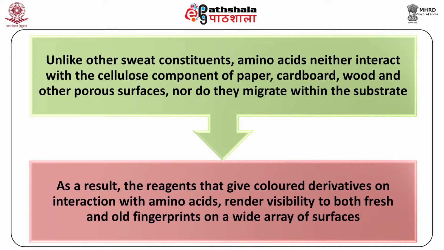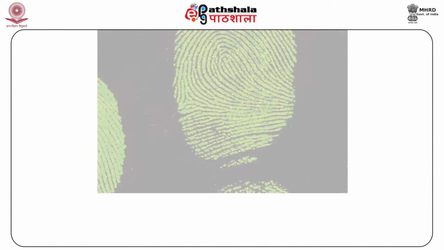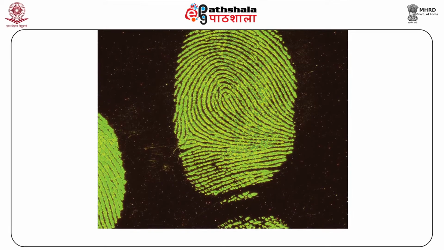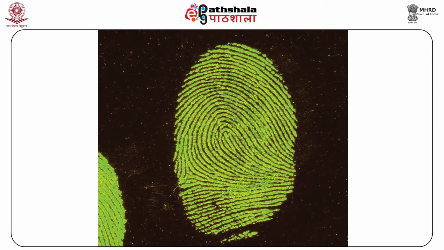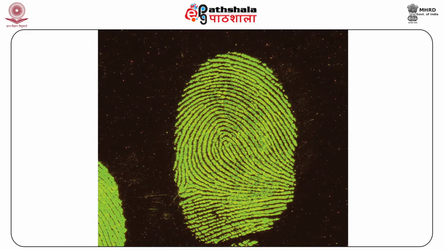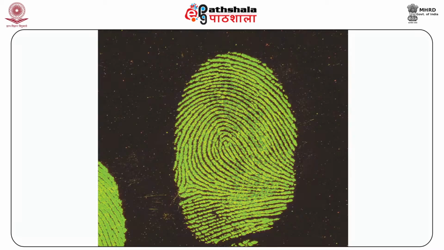As a result, reagents that have given colored derivatives on interaction with amino acids render visibility to both fresh and old fingerprints on a wide array of surfaces. Amino acids within the sweat residue are known to interact with a number of fluorogenic reagents to yield luminescent products when illuminated by light of a specific wavelength. These products show intense fluorescence. As a result, it becomes possible to detect weak, faint, and chance fingerprints that are often found at crime scenes.